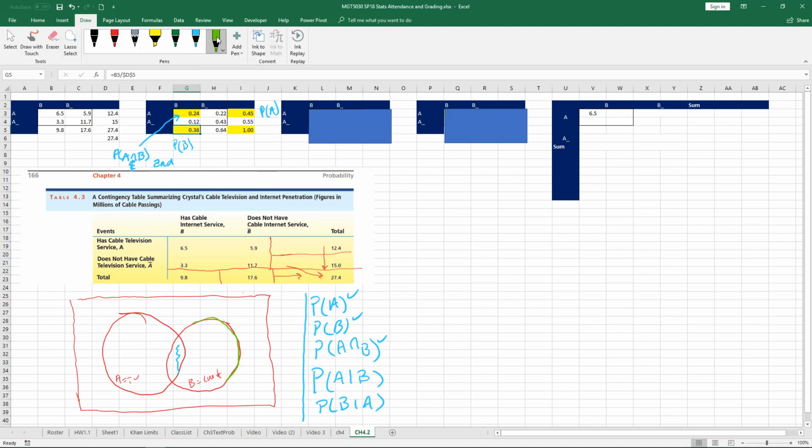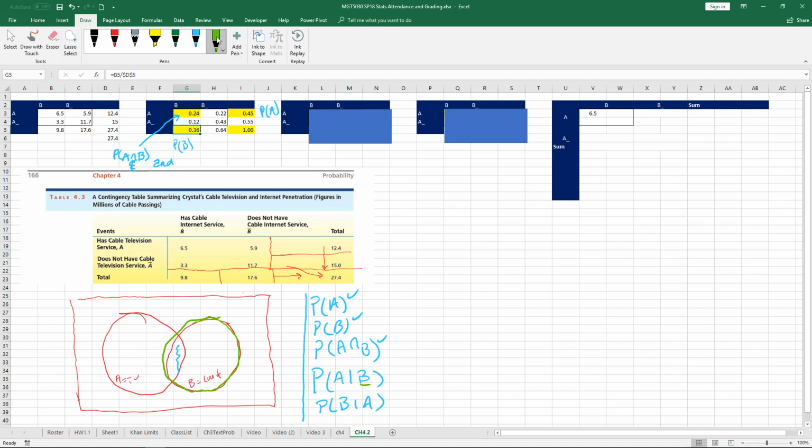So given B, now that we know B, within B we just reduced the entire set to B. What's the probability of A? And A is going to be this intersect here, okay? Right. So when we look at the frequency, remember we said this box up here is going to be the intersect of where A and B overlap, okay? This is where you get both TV and internet customers right there.